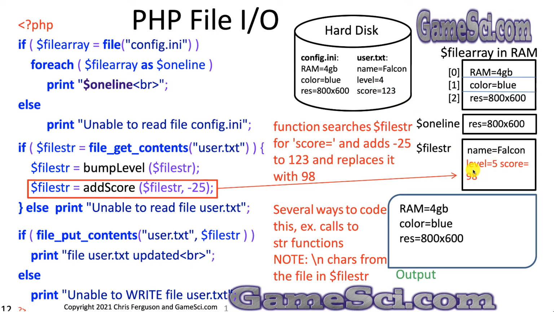Again, there are several ways to code this. This example might call string functions. However, there are many ways you can change the data once it's in RAM memory. There's \n characters in $file_str.